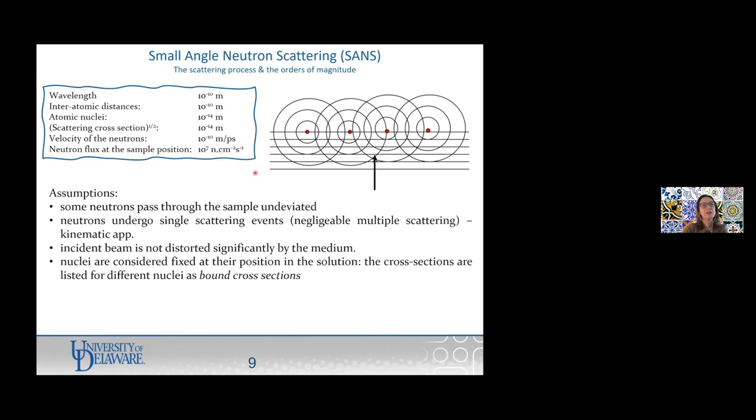Now, this has a few implications and assumptions that we make when we look at small angle neutron scattering data. And before we move on, I just wanted to list them for you. So just to remind you, some neutrons will pass through the sample undeviated, right? The neutrons, remember, interact with the nuclei, not with the electron density cloud, so they can go through the sample undeviated. We assume when we're interpreting the data, in most cases anyway, that the neutrons will undergo a single scattering event, so that there's no multiple scattering from one nucleus to the other. We also assume that the incident beam is not significantly disturbed by the medium. And we assume that the nuclei are fixed at their position in the solution. That's why if you look at the tables for cross sections, you'll see that they're listed as bound cross sections. So basically we're assuming that the nuclei cannot recoil, that they're not moving, so that they cannot impart energy on the incoming neutron, which is an assumption, of course.